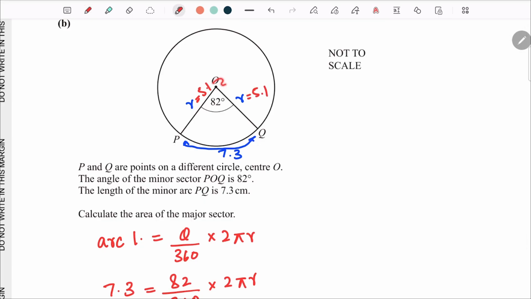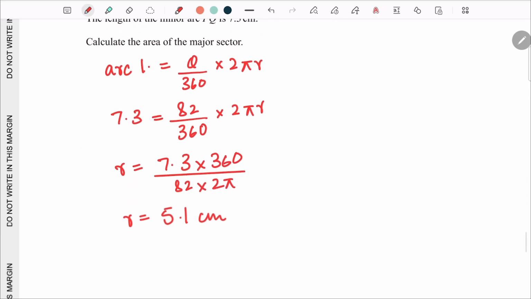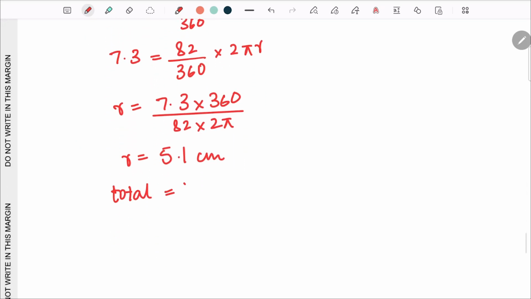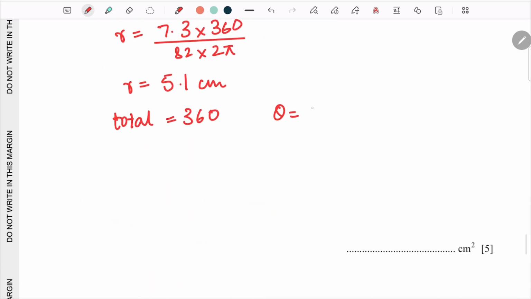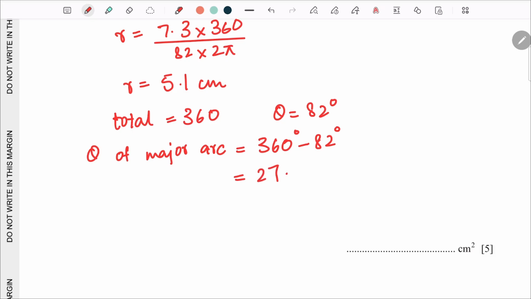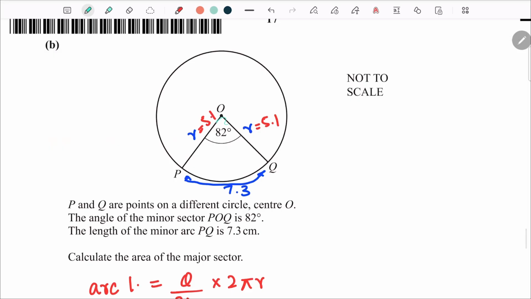For the major arc, I am first going to calculate the major angle, this major angle. So the total angle is 360 degrees. And the angle for the small arc is basically 82 degrees. So for theta of the major arc, I'm going to subtract 82 from 360 degrees, and this will be equal to 278. So basically this large angle is 278.